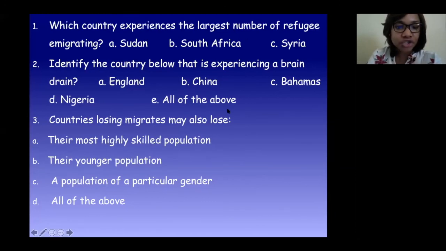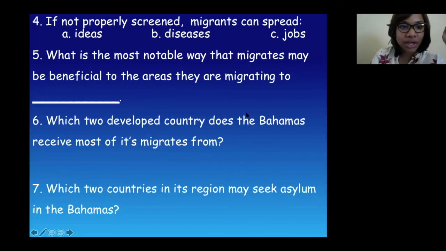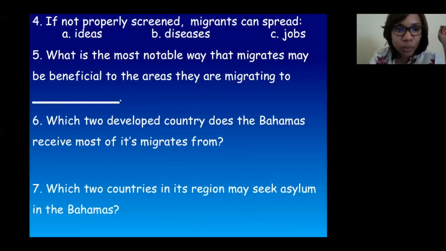Let's do number 3. Countries losing migrants may also lose which one of the following? Mostly highly skilled population, younger population, a population of a particular gender, or all of the above. Which one would it be? D. Good job, Ms. Sanders. Good job, Kevo. Good job, Kosia. Good job, Nathan. D is definitely the answer. Okay, last but not least, number 4. If not properly screened, migrants can spread what?